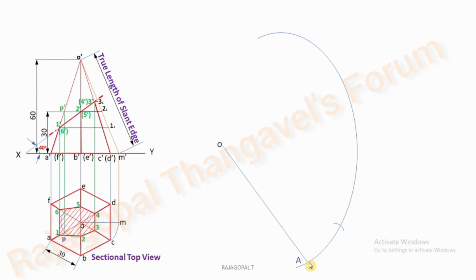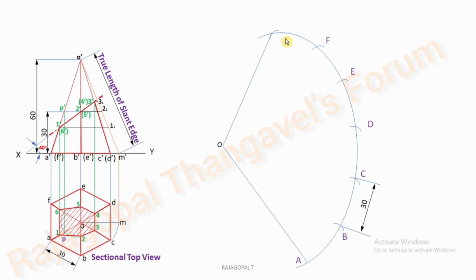From this you have to mark a distance. 30 is the base, so you have to start with 30 as the radius. A point as center, 30 as radius, draw an arc. Similarly, we can complete all the corners. The distance is 30 mm. So until we complete A, B, C, D, E, F, the distance between them is 30 mm. You have to take a uniform distance of 30 mm.